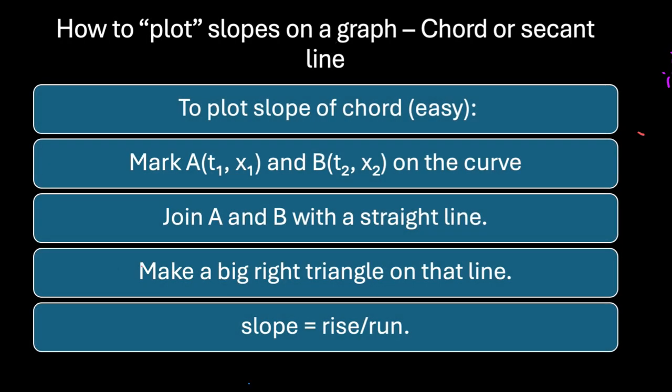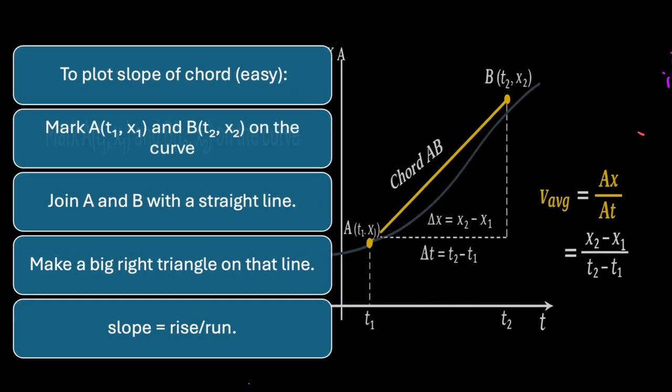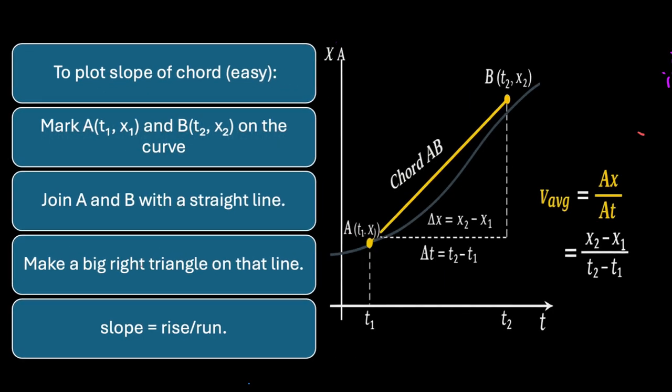Now, to summarize this, how do we plot slope on a graph for a chord or a secant line? You first mark the points A and B, then join A and B with a straight line, then make a big right triangle on that line, and then calculate the slope, which is rise by run. Say if you have a graph like this, we've done this a couple of times. I'm just taking you through it one more time. So A, B, t1 x1, t2 x2.